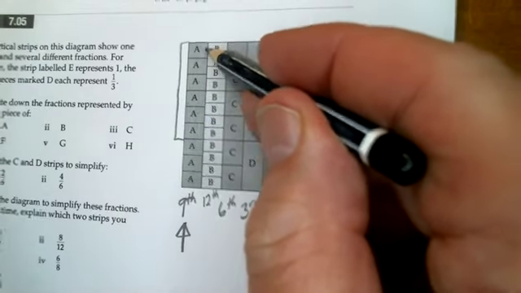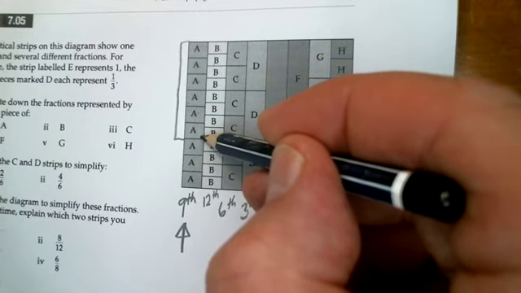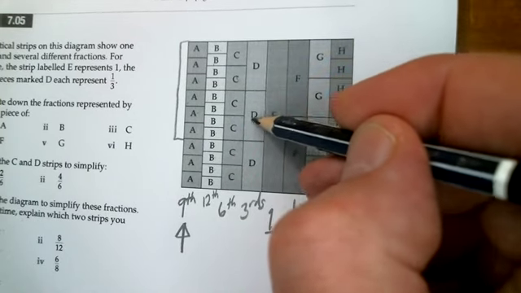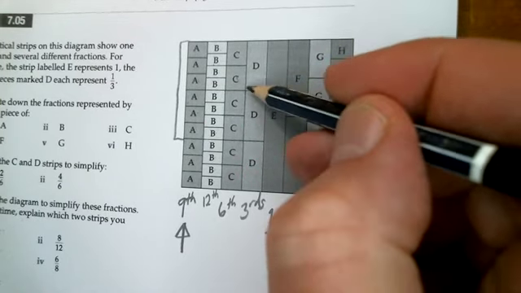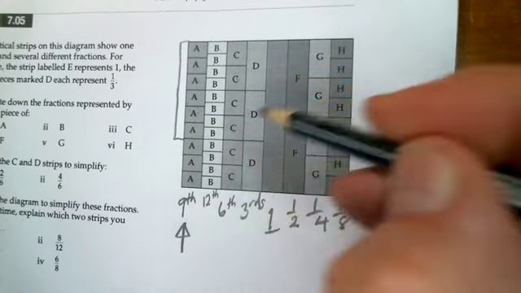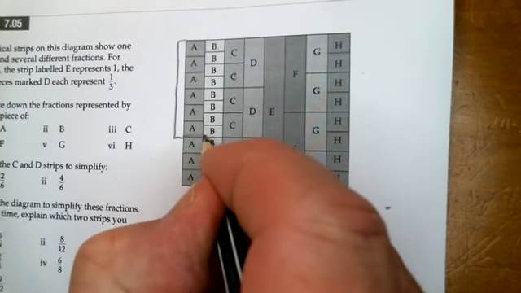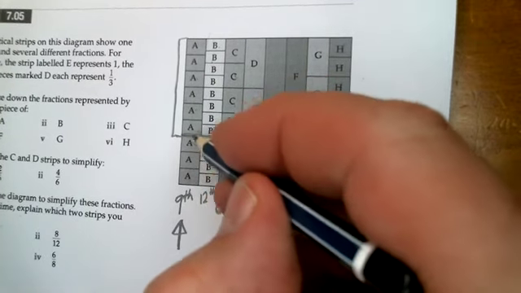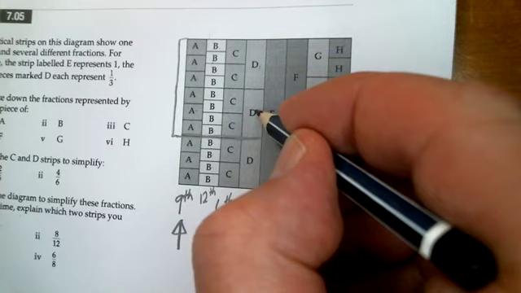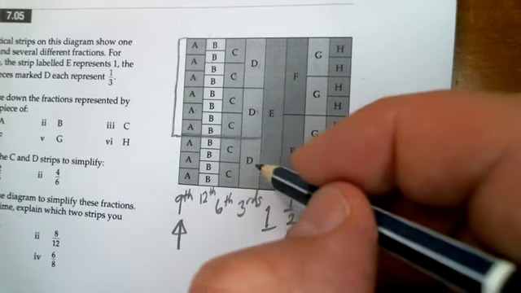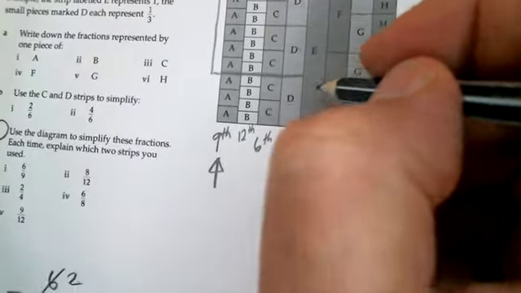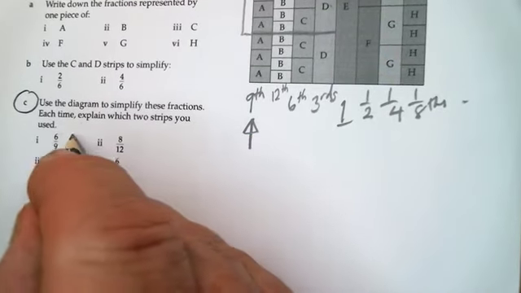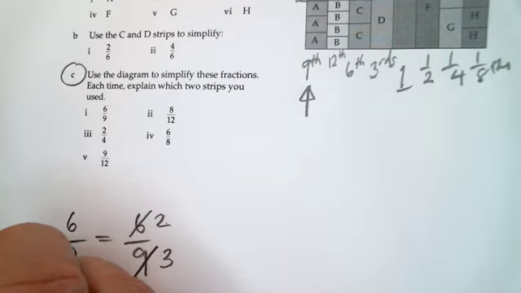Does this lot of A's correspond to 2 lots of the thirds? Sure it does. 1/3, 2/3. So 6 A's is the same as, and we know it's the same because that line goes nicely across there, those 6 A's are the same as 2 of the thirds. So in this case, it says, explain which 2 strips you used. Well, in order to find 1, and I'll put a little 1 over here, there we are.